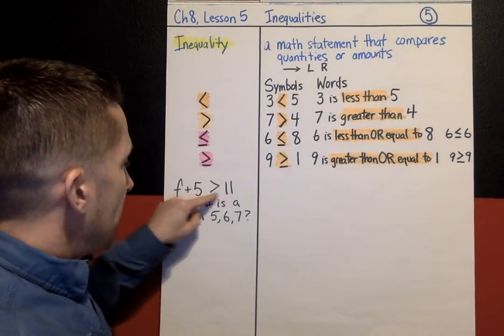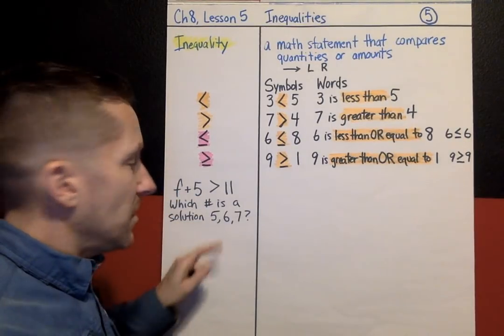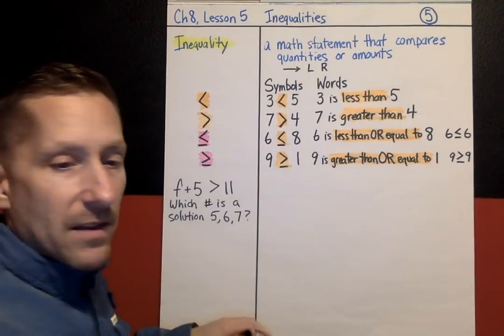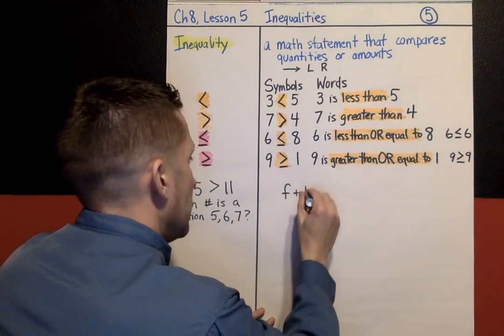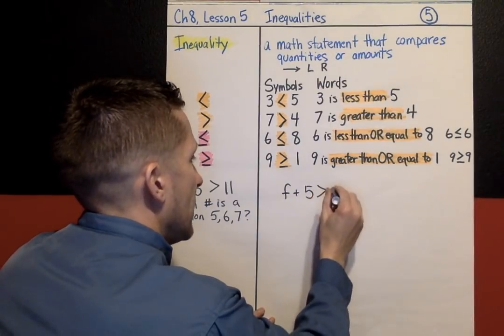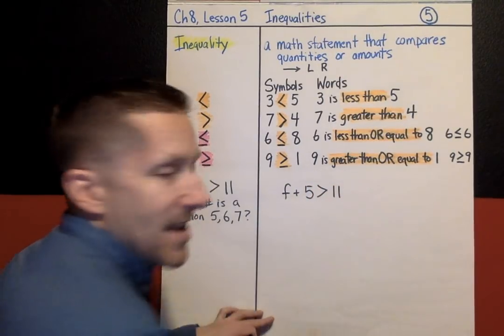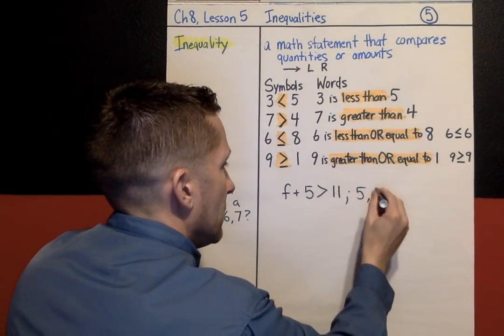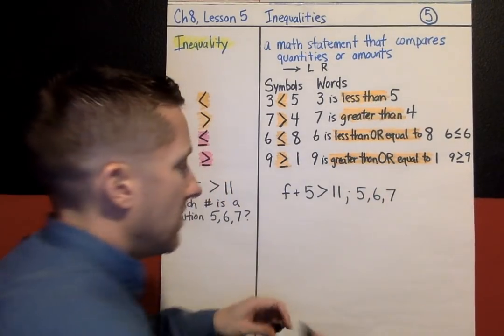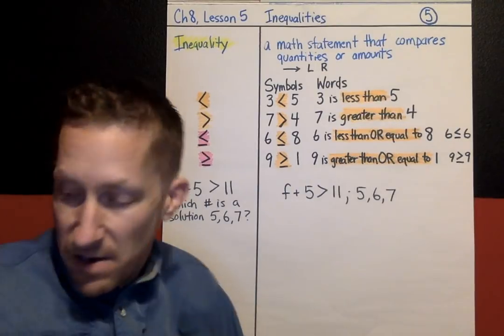So f plus 5 is greater than 11. Which number is a solution? 5, 6, or 7? So I'll write the problem here. F plus 5 greater than 11. And then here are the possibilities. 5, 6, or 7. Which one of those works?